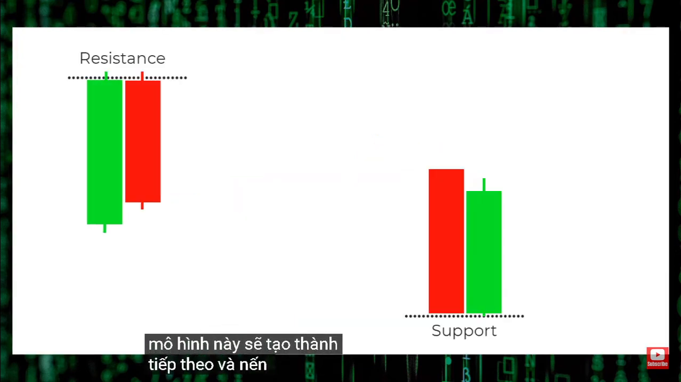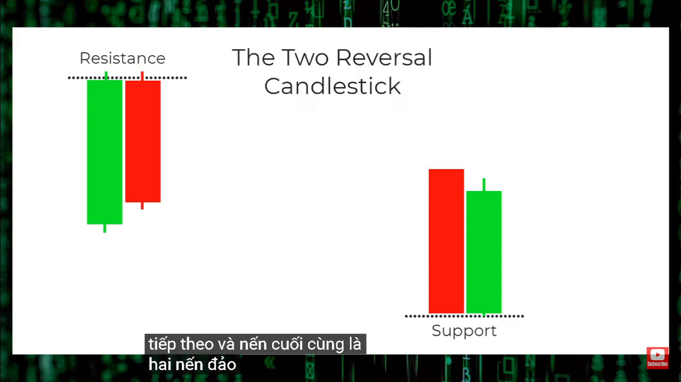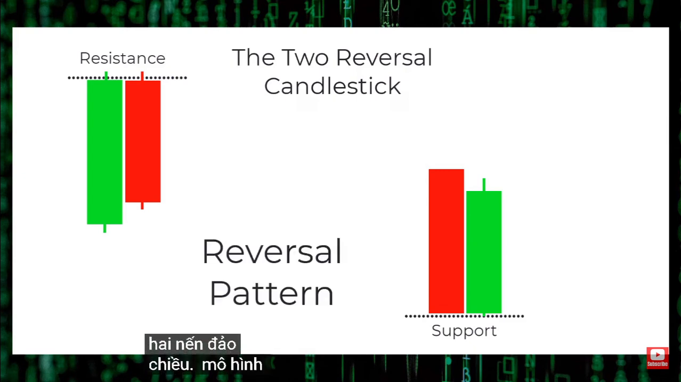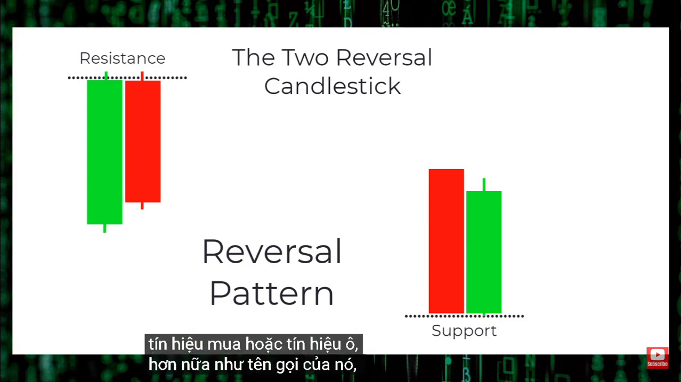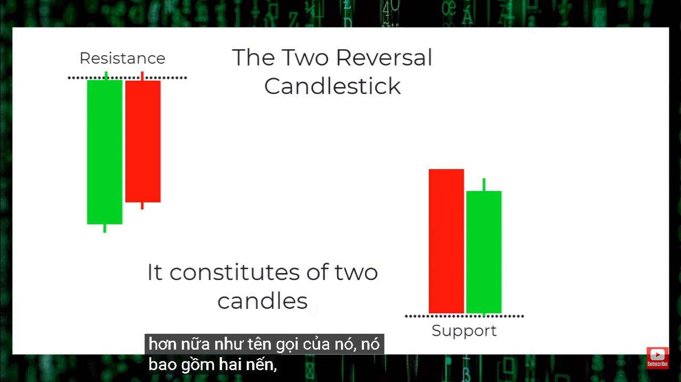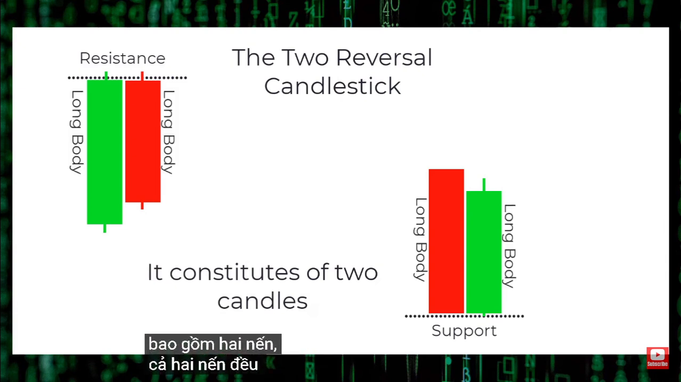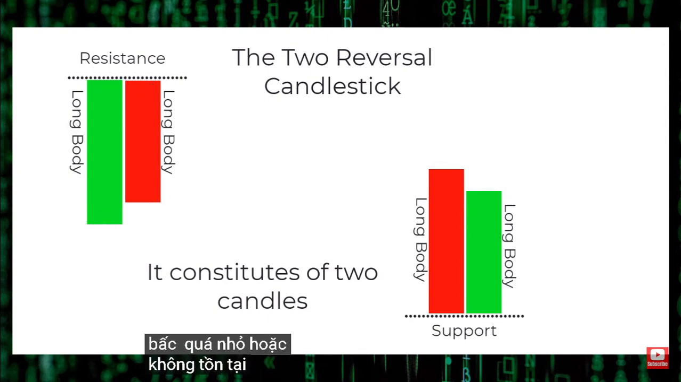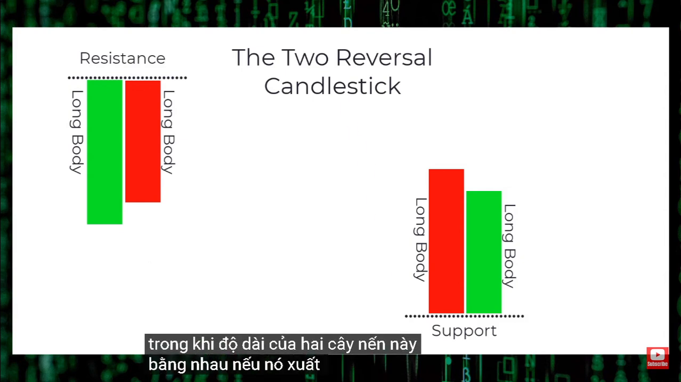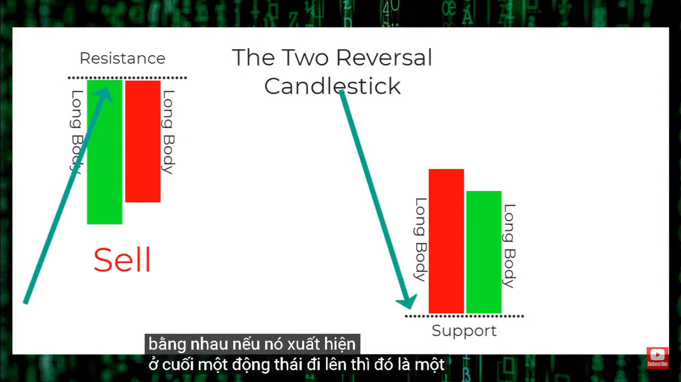Next, and the final candlestick, is the 2 reversal candlestick. It's a reversal pattern and could be either a buy or a sell signal. Moreover, as the name implies, it constitutes of 2 candles. Both candles are long body candles, with wicks that are either too small or do not exist, while the length of these 2 candles is equal to one another. If it shows up at the end of an up move, then it's a sell signal.